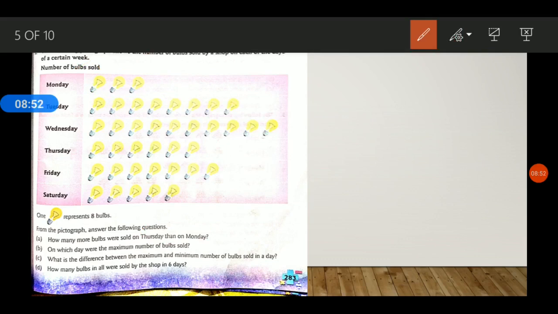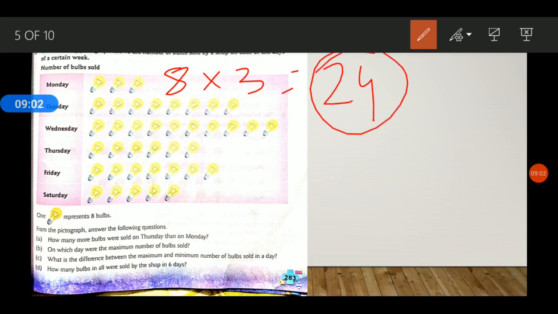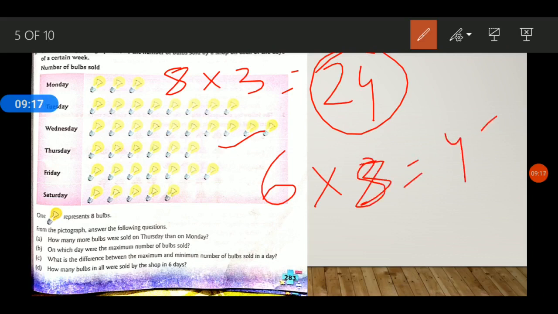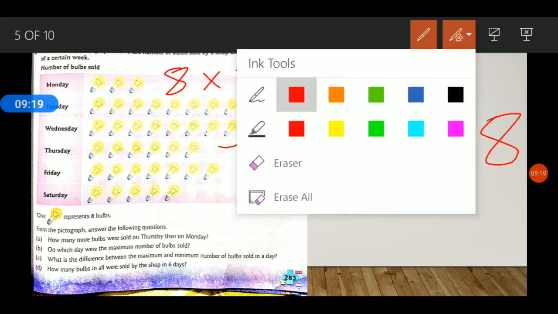You can multiply this 8 by these given 3 pictures, because 1 represents 8, so 3 represent 8 threes are 24 bulbs. Means on Monday 24 bulbs were sold. Now see, on Thursday how many bulbs were sold? How many pictures? Here it is 6 pictures. So 6 eights are 48. It means on Thursday 48 bulbs sold.